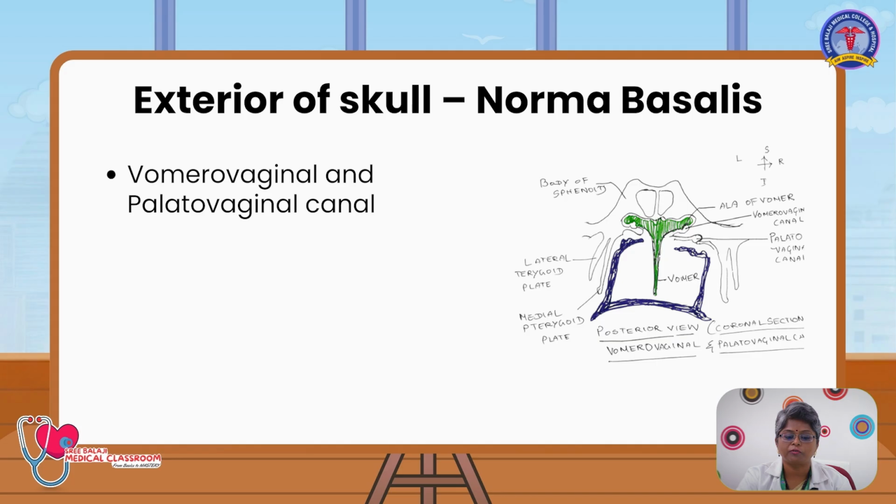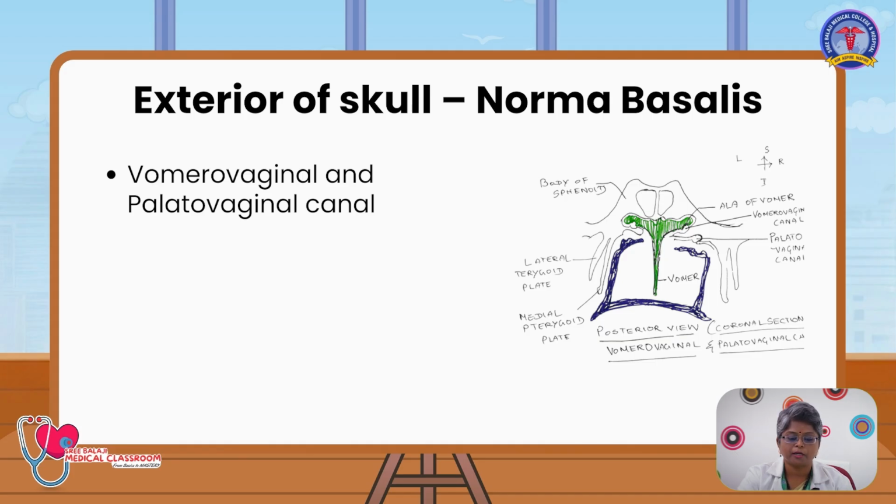The posterior border of the vomer separates the 2 choana. The ala of the vomer, these are 2 bony plates formed by the splitting of the vomer superiorly. It articulates with the rostrum of the sphenoid. The vomerovaginal canal transmits the pharyngeal nerve and the vessels.